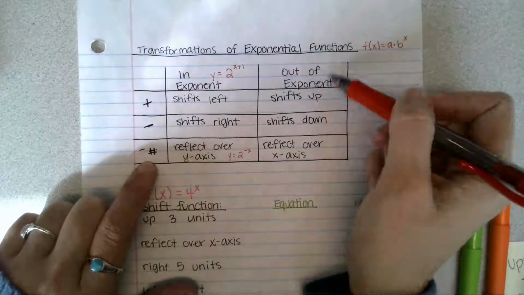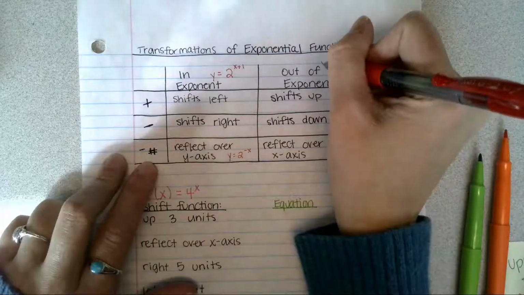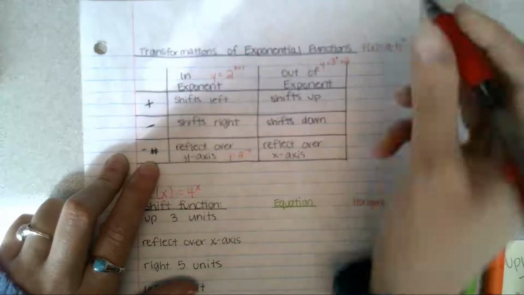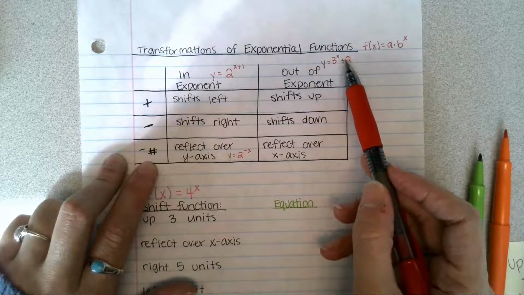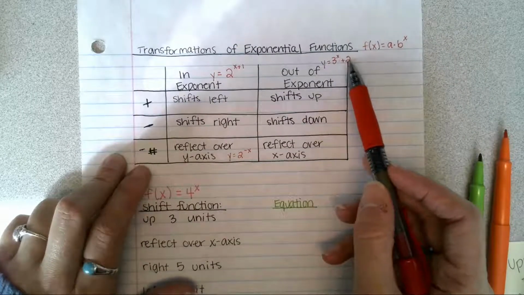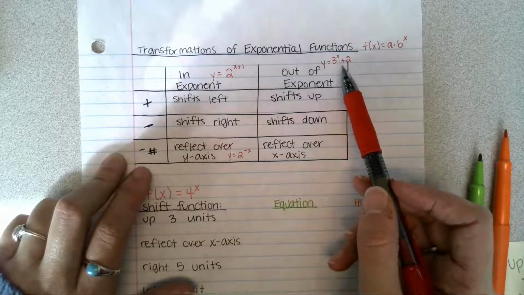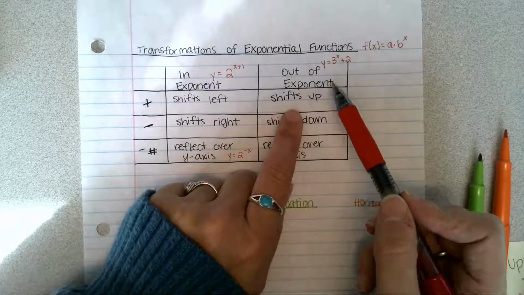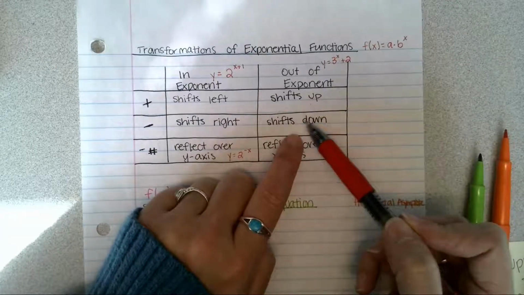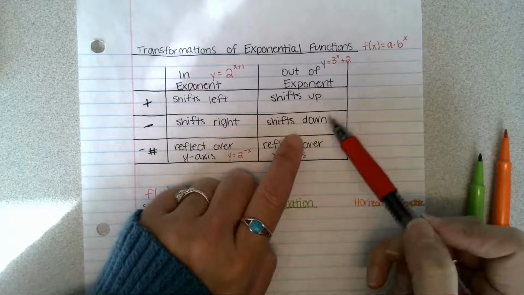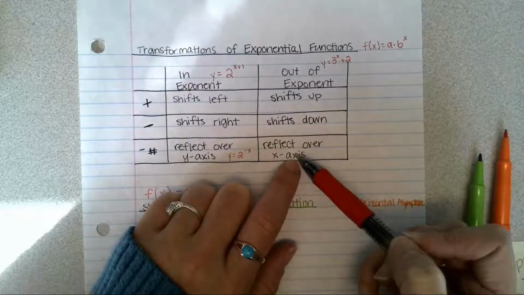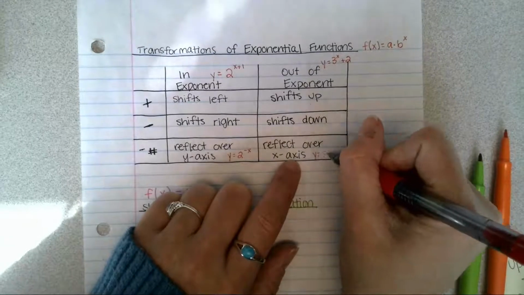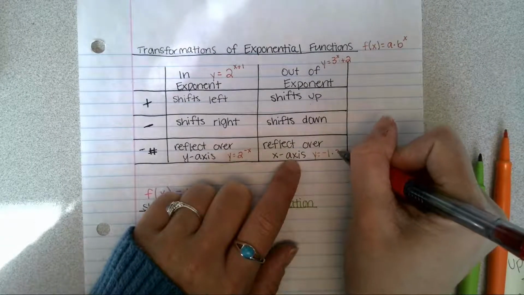Out of exponent is going to look something like y equals 3 to the x and then plus 2, where we're tacking that on to the very end. It's not in the exponent with x, it's just at the end here. By adding 2 here, that's going to shift my graph up 2 units. If I were subtracting that 2, that would shift it down. If we have a negative in there, that's going to reflect it over the x-axis. That would look like y equals negative 1 times 3 to the x.